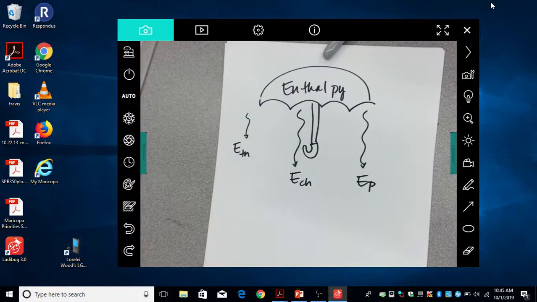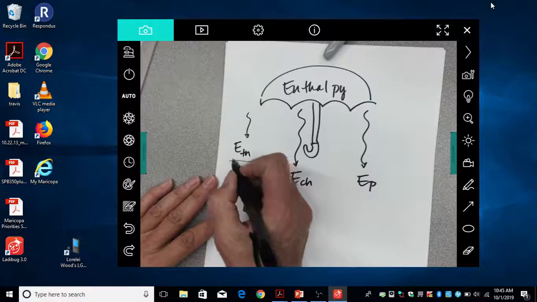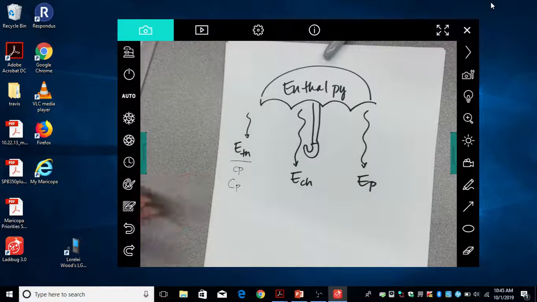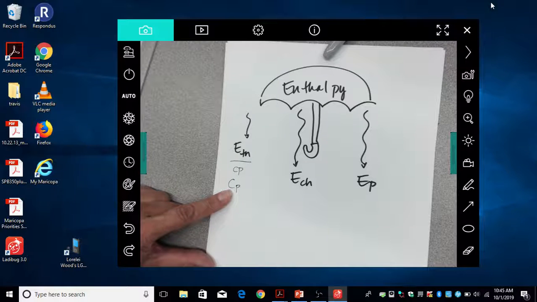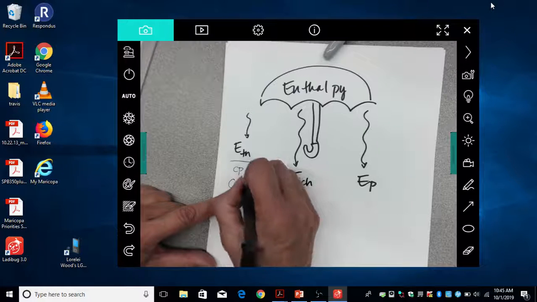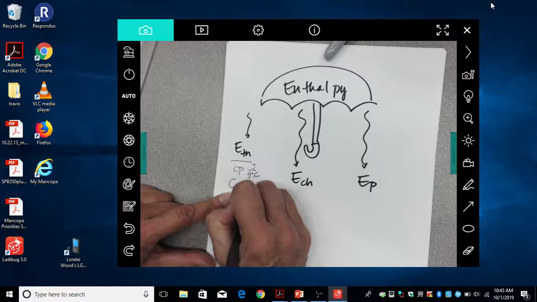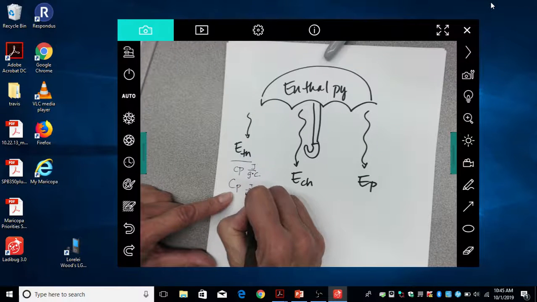If we're talking about energy thermal, we know that we have little CP and big CP. One of those is the specific heat capacity. The other one is the molar heat capacity. I don't remember which one is which. I think you guys have your table with you. Little CP is specific, big CP is molar. All right, so this is joules per gram degrees Celsius. This is joules per mole degrees Celsius.